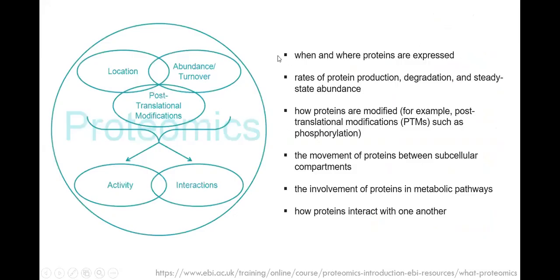So basically, proteomic analysis, or proteomics, helps in studying, for example, when and where proteins are expressed, rates of protein production, degradation, and steady state abundance, because you need to have a specific protein. If required by the necessity of a process, you need to make the protein in multiple amounts compared to X and Y protein. Y protein may be multiple.